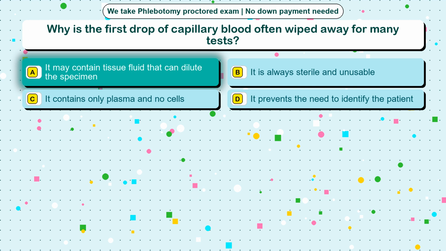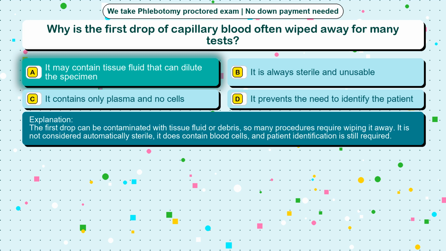The correct answer is option A. It may contain tissue fluid that can dilute the specimen. The first drop can be contaminated with tissue fluid or debris, so many procedures require wiping it away. It is not considered automatically sterile, it does contain blood cells, and patient identification is still required.